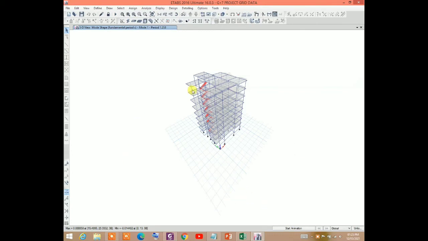So let us show the animation of how it oscillates in the X direction.